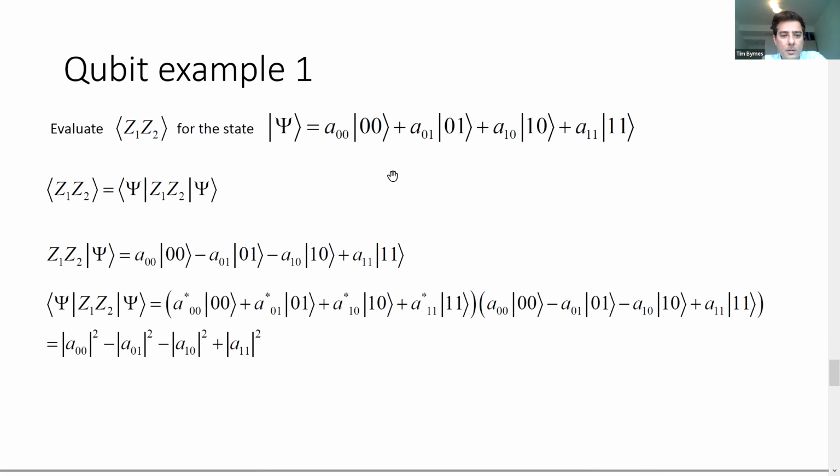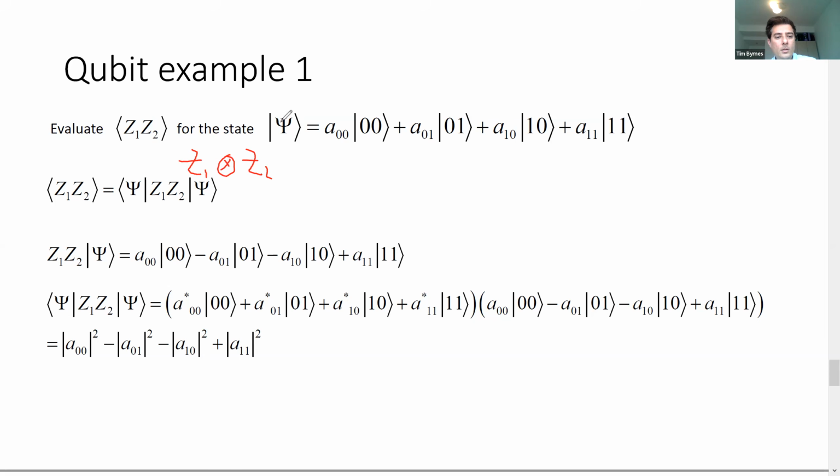So the case that we're going to look at is like this. We've got two qubits again, and what we want to do is to evaluate Z1 Z2, this combined observable. Z1 Z2 is another way of writing Z1 tensor product Z2, same thing. I just omitted the tensor product symbol there.